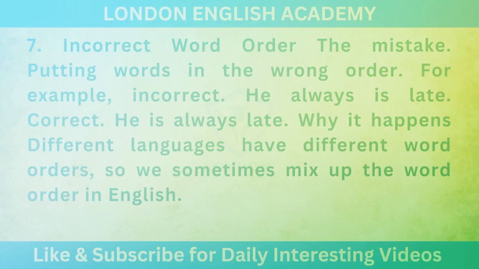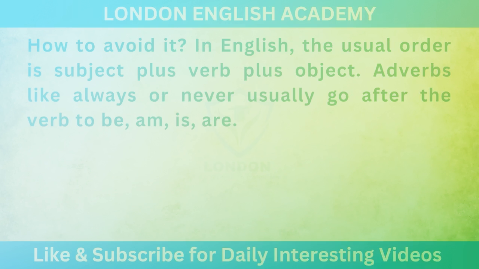7. Incorrect word order. The mistake. Putting words in the wrong order. For example, incorrect. He always is late. Correct. He is always late. Why it happens. Different languages have different word orders, so we sometimes mix up the word order in English. How to avoid it? In English, the usual order is subject plus verb plus object. Adverbs like always or never usually go after the verb to be: am, is, are.